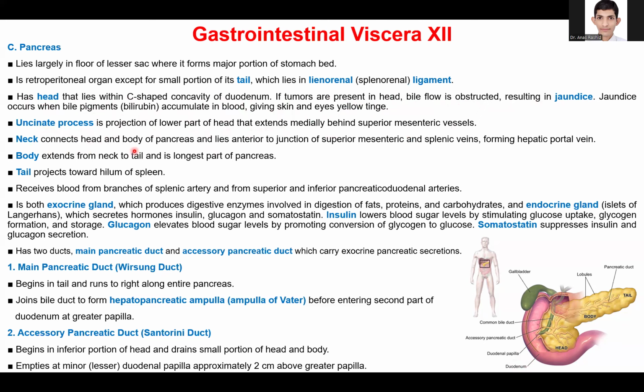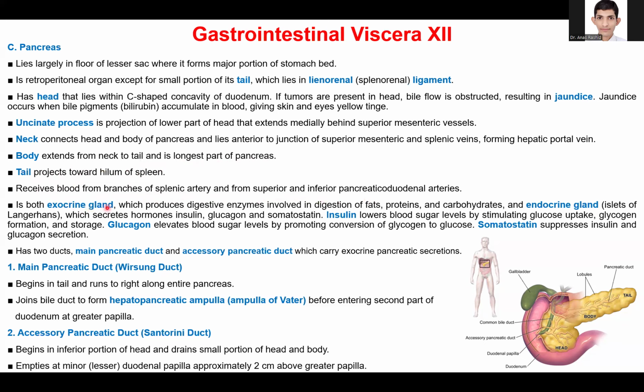Neck connects head and body of pancreas and lies anterior to junction of superior mesenteric and splenic veins, forming hepatic portal vein. Body extends from neck to tail and is longest part of pancreas. Tail projects towards hilum of spleen. Receives blood from branches of splenic artery and from superior and inferior pancreaticoduodenal arteries.